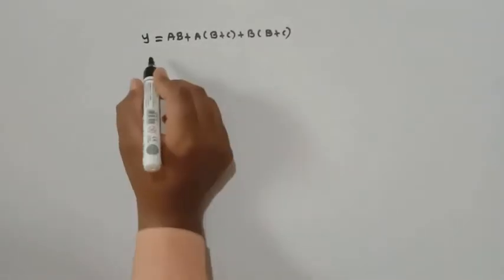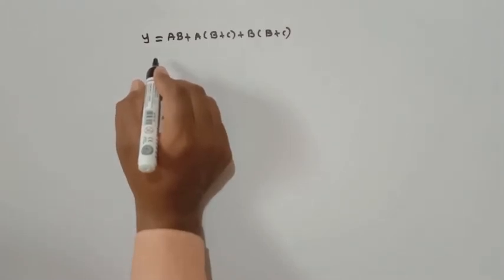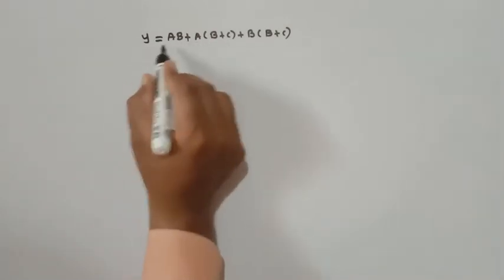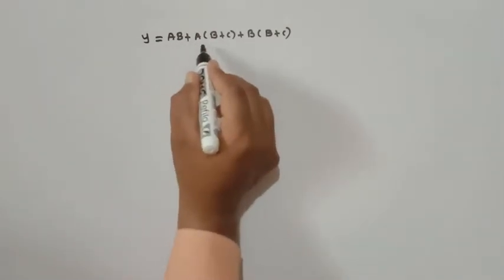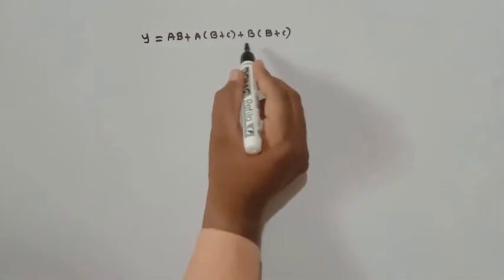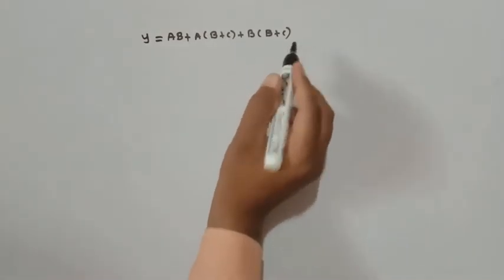Hello friends, in the previous lecture we studied Boolean algebra and De Morgan's theorem. Today we study how to simplify a Boolean expression using Boolean laws. Here we take one example: y = ab + a(b + c) + b(b + c).